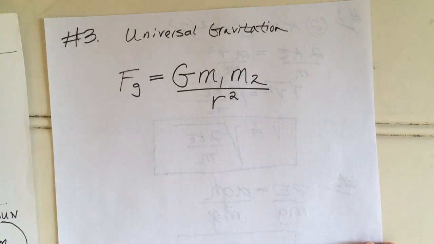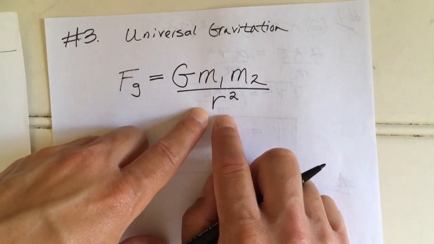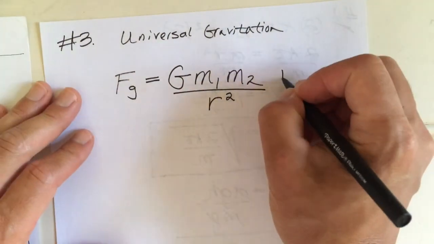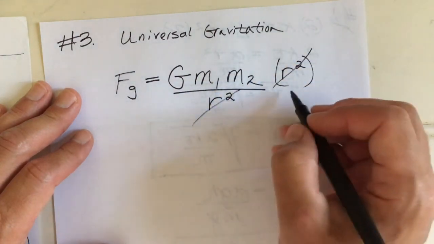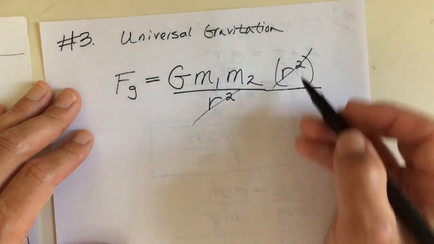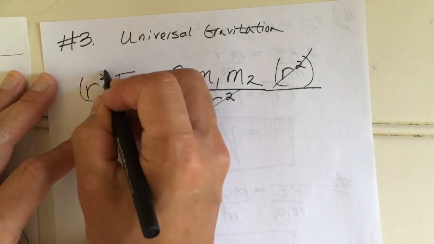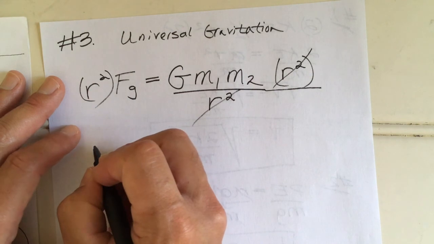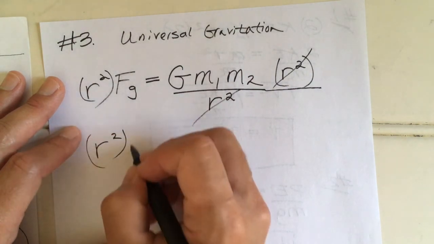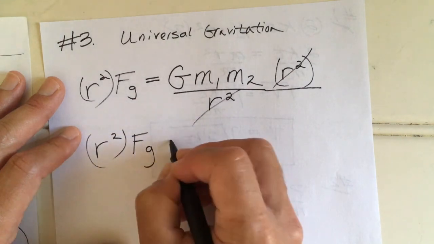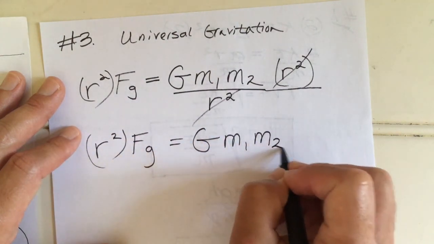Okay, so we got to solve for r. So we got our variables on the bottom, right? Let's get it off the bottom. So we'll multiply both sides by r squared. That's probably the first thing we want to do, right? And this r squared is on top of the fraction. So we'll multiply this side by r squared. All right, I'll go ahead and rewrite them. R squared times Fg is equal to big G, m1, m2.